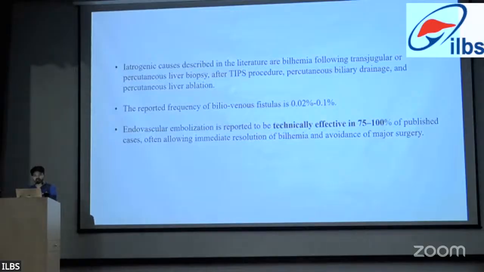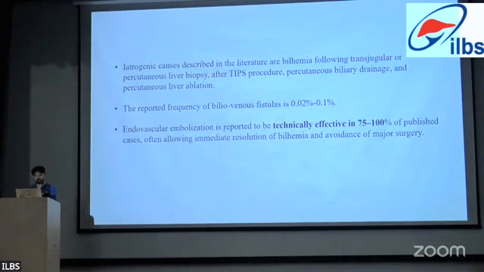The iatrogenic causes described in the literature for bilhemia are transjugular or percutaneous liver biopsy. It can even be seen after TIPS procedure, after PTBD and after percutaneous liver ablation. The reported frequency of biliovenous fistula is less than 0.1%. So this makes it a unique, rare presentation.